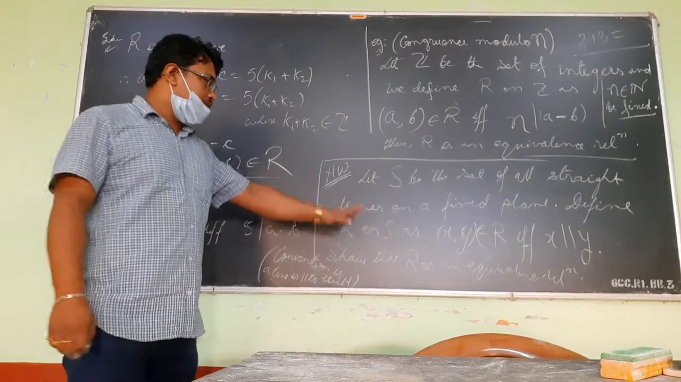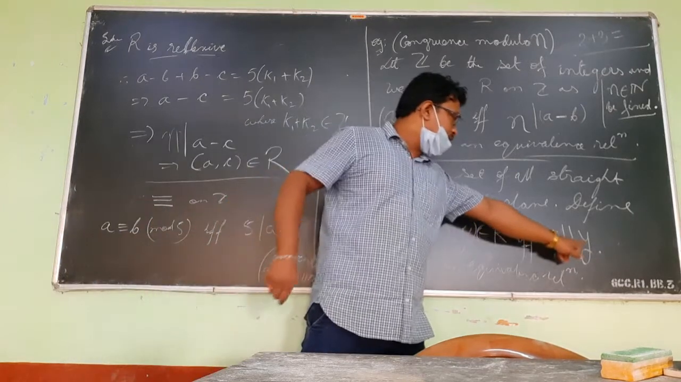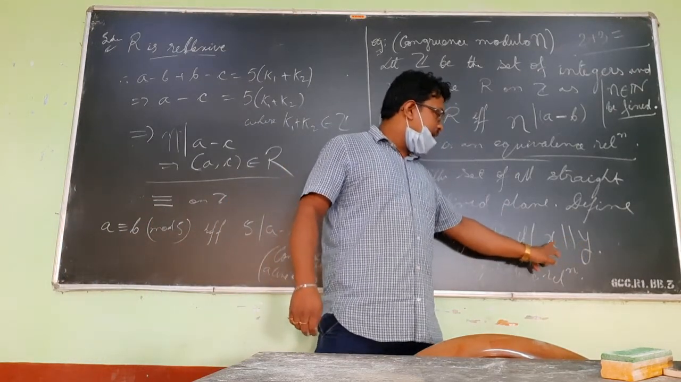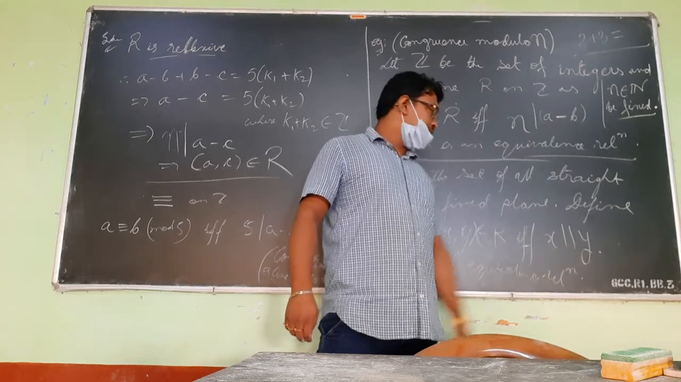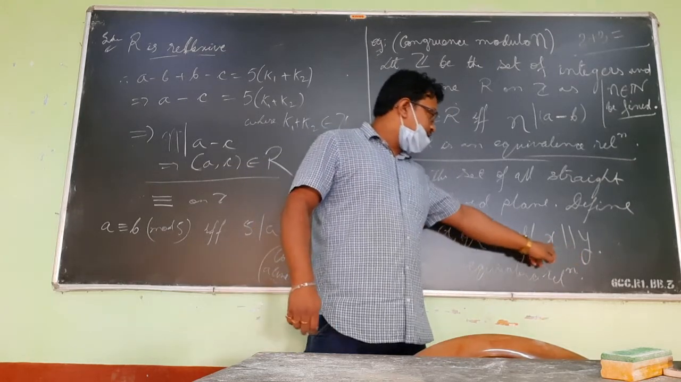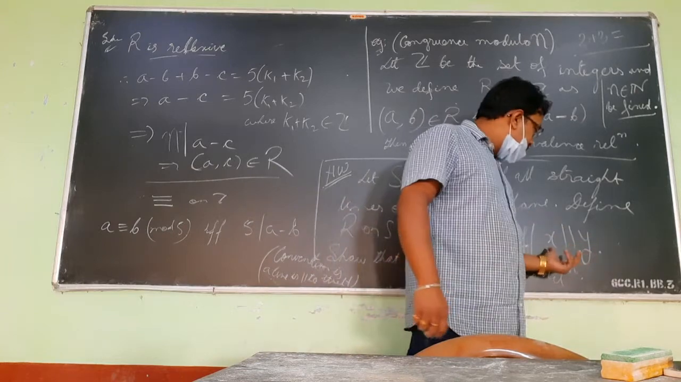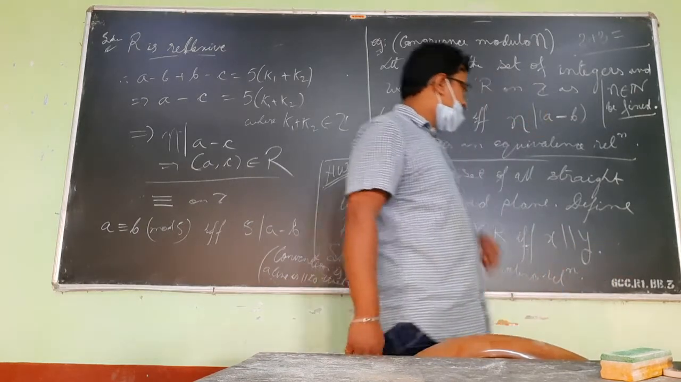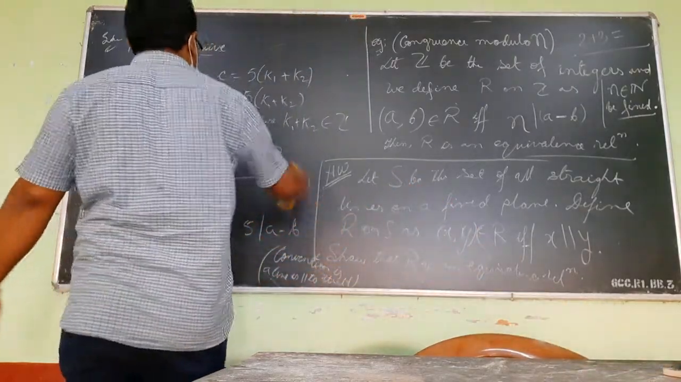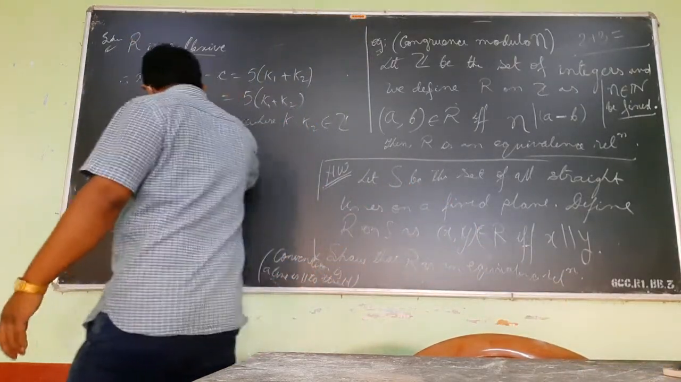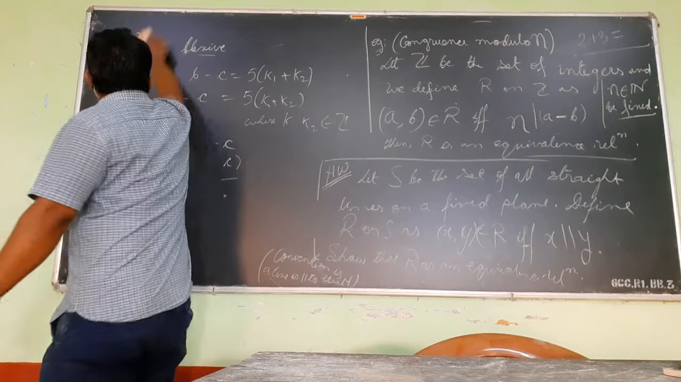So you try to show it. Very simple. x is parallel to itself, so it's reflexive. If x is parallel to y, then y is parallel to x. That is the geometrical definition. And if x is parallel to y and y is parallel to z, then x is parallel to z. So this is also an equivalence relation.